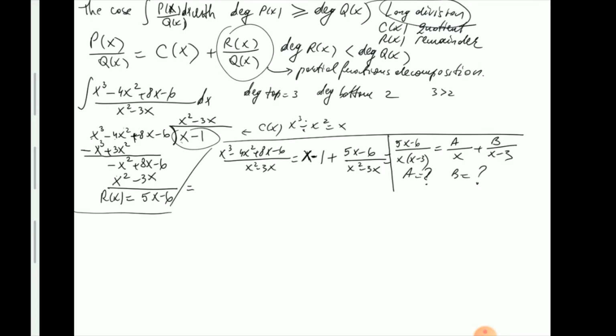If you have done this correctly, then the split of that fraction should be 2 over x. So a should be equal to 2 and b should be equal to 3, plus 3 over x minus 3.